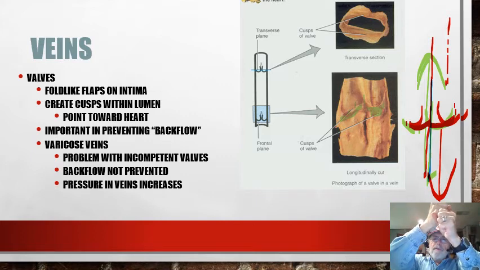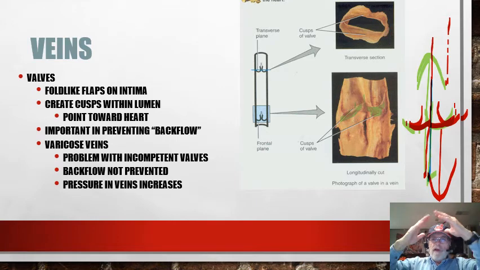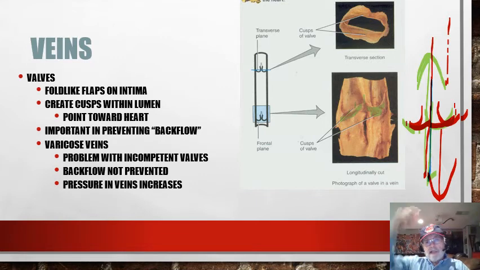When the contraction of the muscles stops, the blood, because of gravity, has a tendency to want to fall down. But that's when the valves close. So when the blood comes down, it sort of forces them closed, okay? And what happens is that prevents backflow. Here's the problem that we get with these valves.